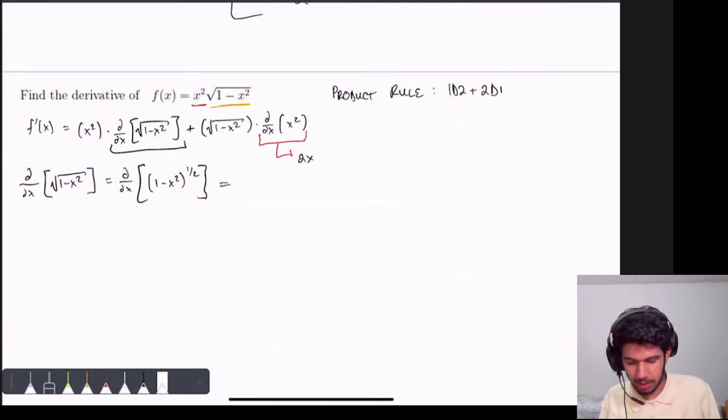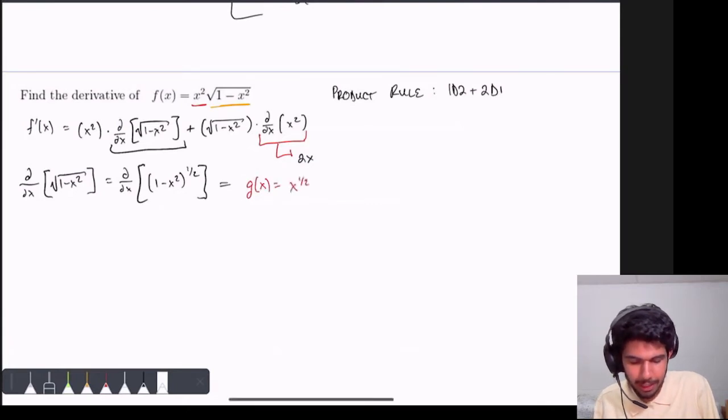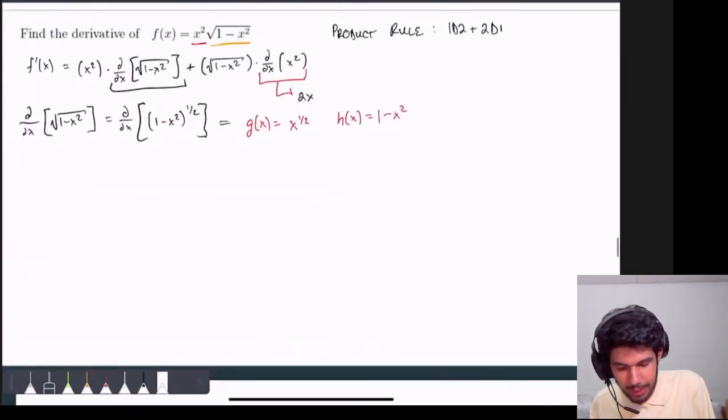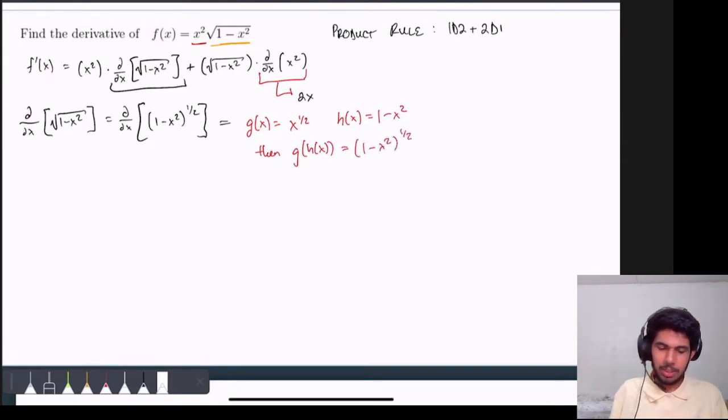Actually, I won't do it the quick way. I'll write it out. So let's let g of x equal x to the 1/2 and h of x equal 1 minus x squared. Then g of h of x equals 1 minus x squared to the 1/2. And you can try that out for yourself and see why that's the case, but essentially for g of x, I just took the outside part of it. The 1/2 power was on the outermost part, and then h of x is what I was applying that 1/2 power to, so I just let h of x be the inside, and we can see that it works out.